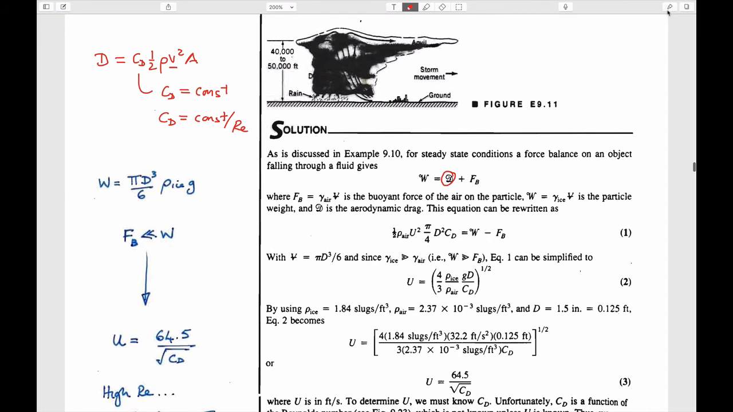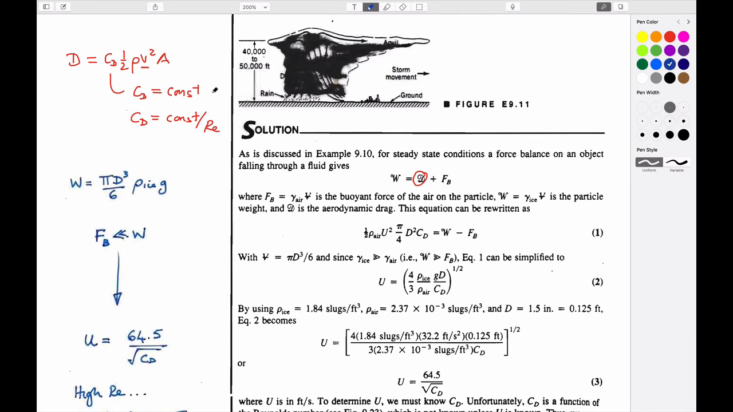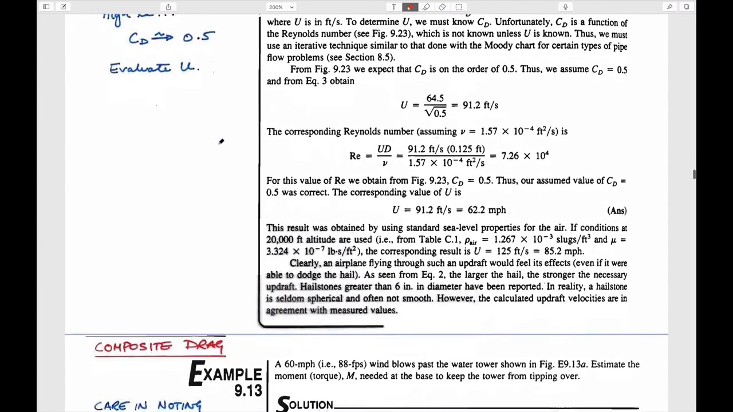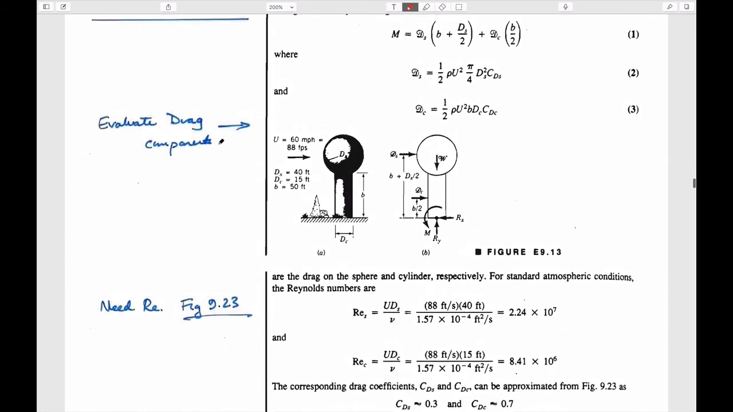So this is for turbulent, and this is for laminar. And so they're just solved in slightly different ways. It's actually easier to solve for turbulent flow because you don't have to do the Reynolds number evaluation, Reynolds number substitution. And so you can check through that to figure out how to do that.